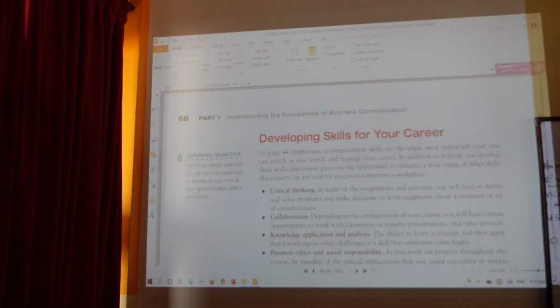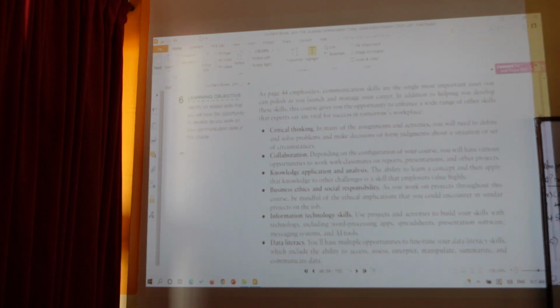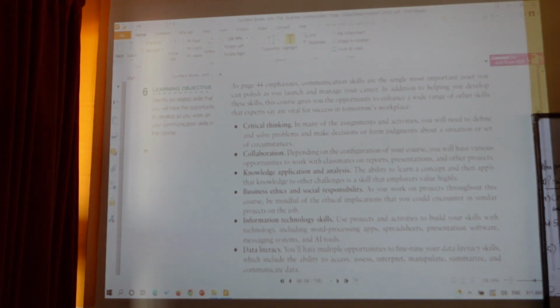Okay. So developing skills for your career. So here we have a point. The good thing about this book is that it is so user friendly. Okay, let's read and talk. Don't come this side, otherwise you will appear on the camera. So what is the first? Critical thinking. Read that point. In many of the assignments and activities, you will need to define and solve problems and make decisions or form judgments about a situation or set of circumstances.